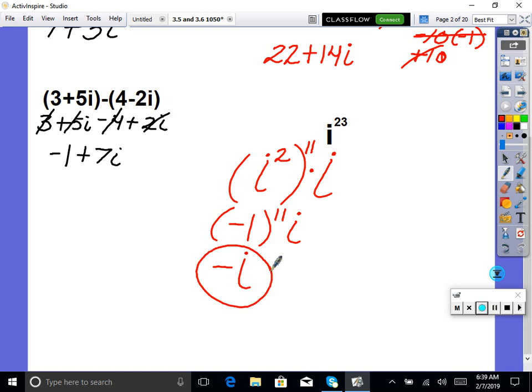So all complex numbers should in the end simplify to be a plus bi. You should not have any i squared or anything like that. Yes?